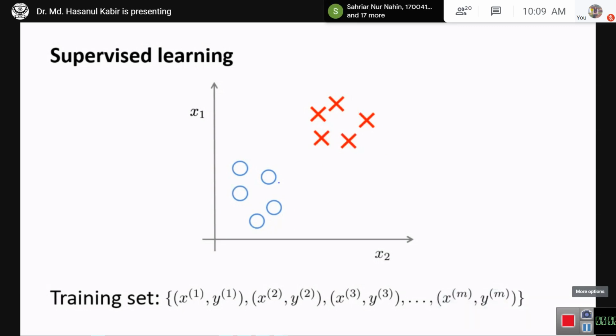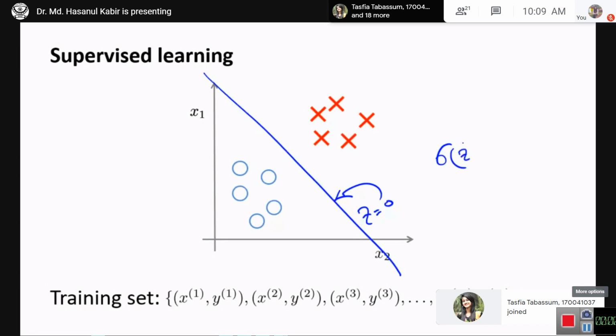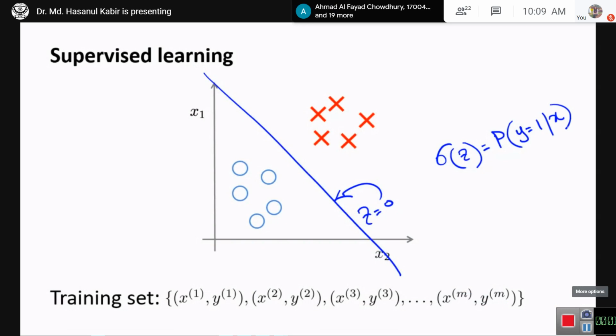We are going to draw a decision boundary, where the value of z will be equal to 0. That is where we have the decision boundary. Later on, if we use the sigmoid function on this value of z, we get the probability of the sample falling into one particular class given x. So this is what we have seen so far.